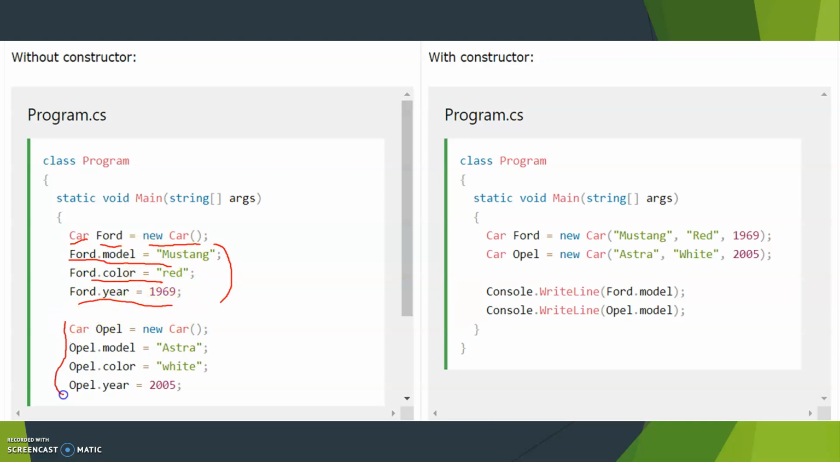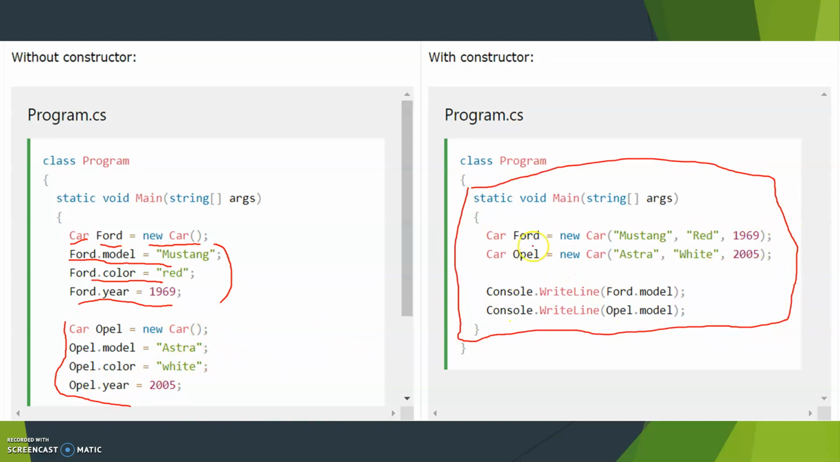It's the same thing here as well, isn't it? For every car you create, you have to go through this process, which isn't particularly efficient. Compare it to this side, and you can see this is a far more efficient way of creating the same instances of the car class. So that's a key thing there.